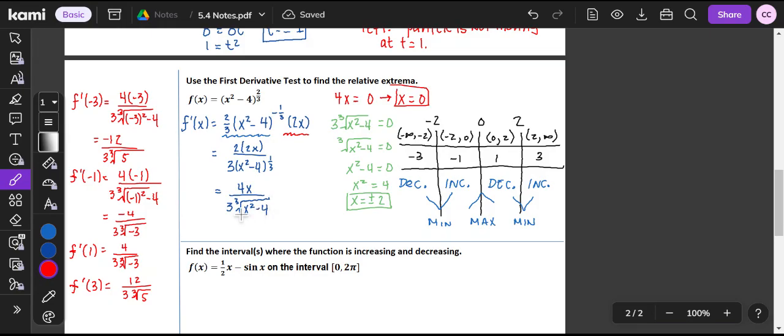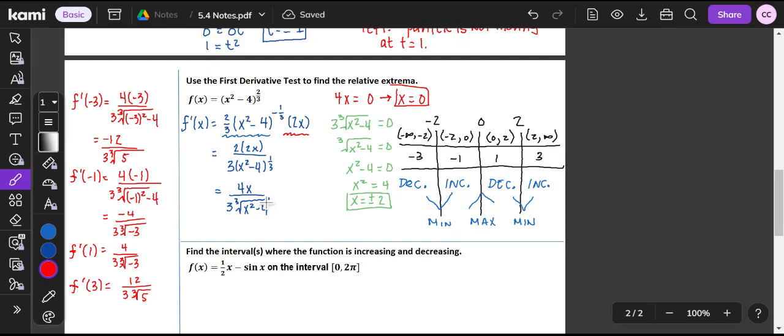Okay, now in this case, I want to consider both where this derivative is equal to 0. So that would be right here at x equals 0. That's one critical point. Remember, just set the top equal to 0 and solve. I also want to consider where the derivative is undefined. So I'm going to set the bottom equal to 0 and solve. And I get plus or minus 2.